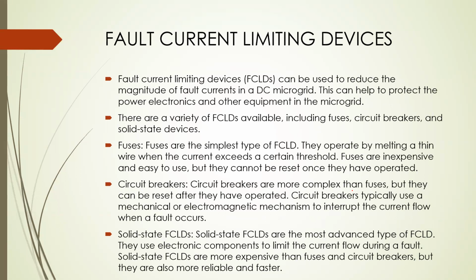Fault current limiting devices. Fault current limiting devices can be used to reduce the magnitude of fault currents in a DC microgrid. This can help to protect the power electronics and other equipment in the microgrid. There are a variety of FCLDs, or fault current limiting devices, available, including fuses, circuit breakers, and solid state devices.